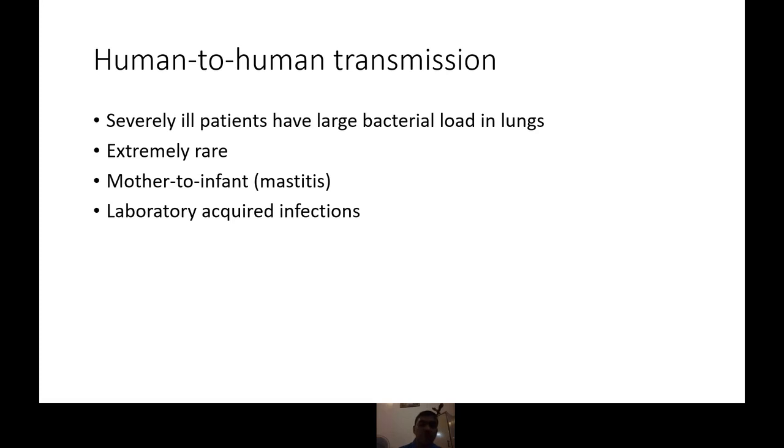And also they have found even vertical transmission, not exactly vertical, transmission from mother to baby when the mother has melioidosis abscess in the breast. So that also has been reported, and very rarely they have shown that it can be spread by animals also. And of course lab staff are also at risk because they might inhale these particles and get the disease. So this is a potential bioweapon, right?